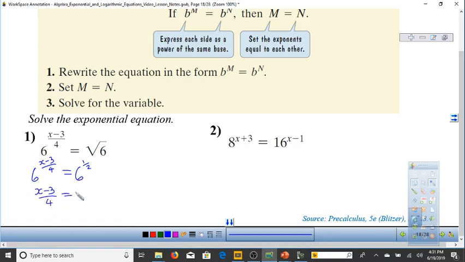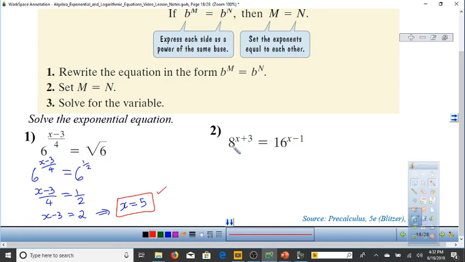X minus 3, multiply both sides by 4, we get 2. So that means x is equal to 5. Then you can always check the solution here. 5 minus 3 is 2. 2 over 4 is half. 6 to the half is the square root of 6. So that does work.